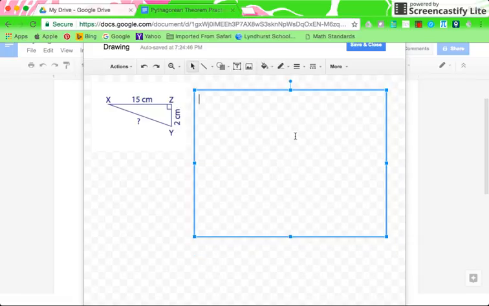And I'm going to define my variables. A, my first leg, is going to be 2 centimeters. B, my second variable, is going to be 15 centimeters. And C is going to be X because that's our unknown and that's what we're looking for. Now I'm going to rewrite the equation A squared plus B squared equals C squared.